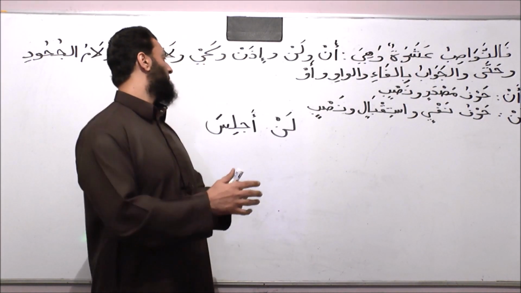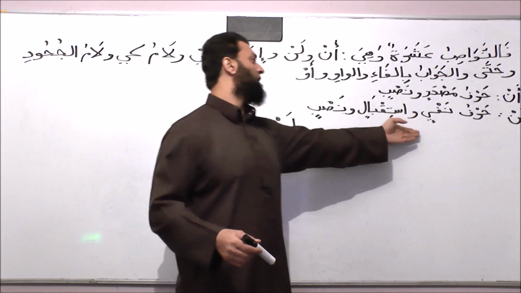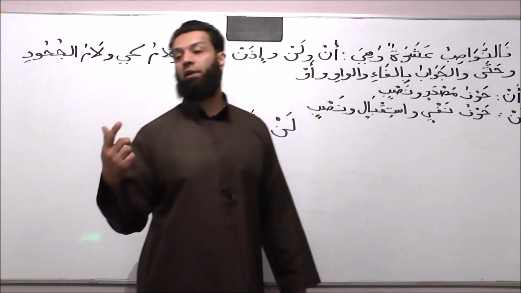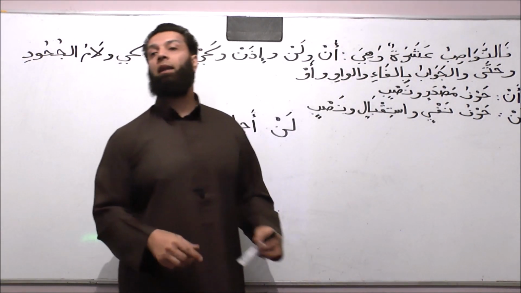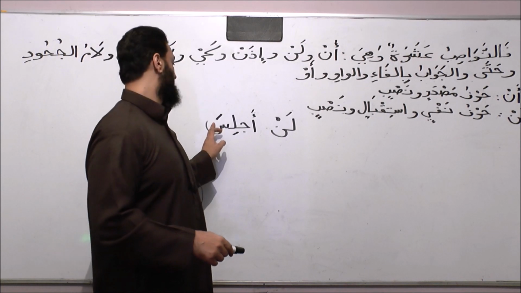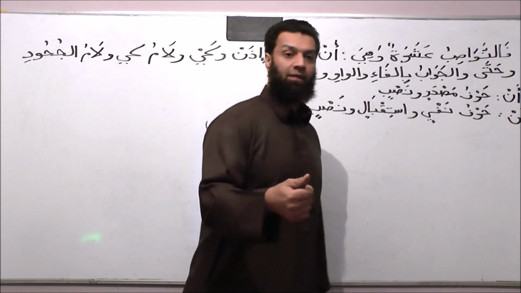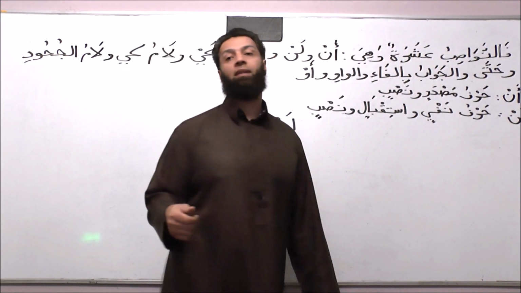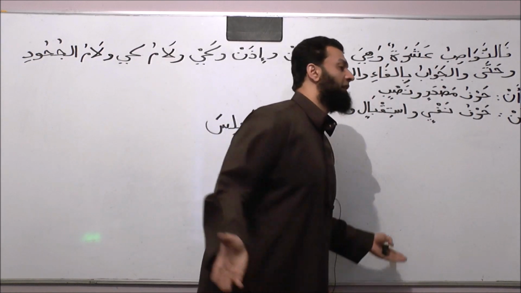So, if we wanted to express the i'rabun of this statement, we would say lan is harfu nafyin wa istiqbalin wa nasbin. Ajlisa is fi'lun mudari'un mansubun bilan wa alamatu nasbihi al-fathatu al-zahiratu ala akhirihi. And al-fa'ilu is ana, but it is mustatirrun wujuban, it is hidden by necessity. Taqdiruhu ana. Lan ajlisa.